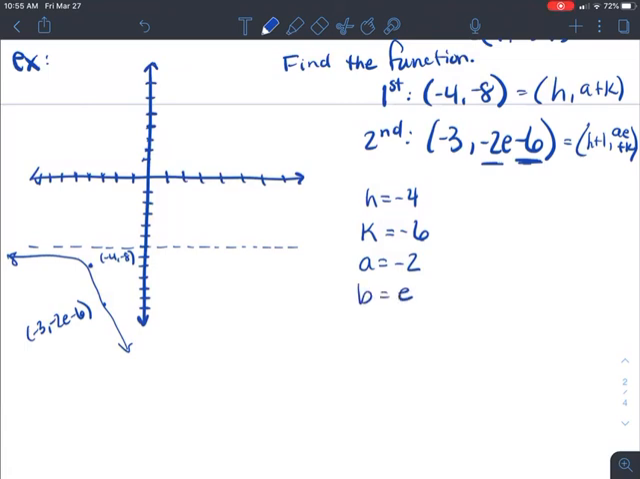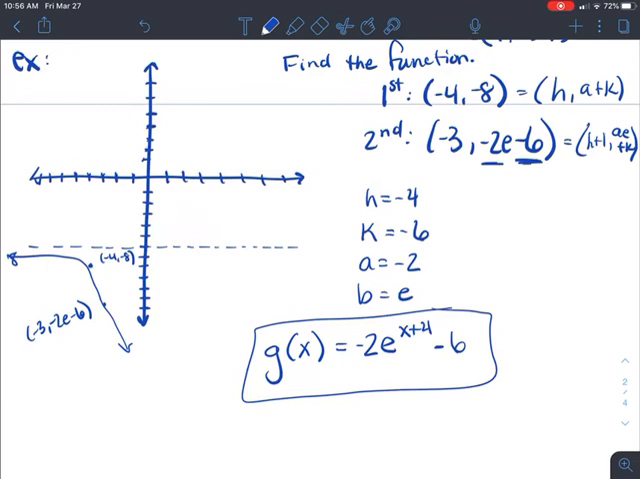Okay, so now I can write my function. g of x equals a, so -2, my base e, to the x minus my h, so it's x plus 4, because minusing a negative gives you a positive, minus my k, which was 6. And that is how you find the function from the graph.